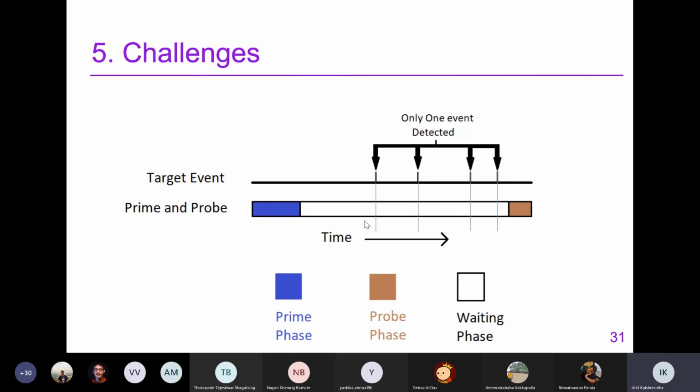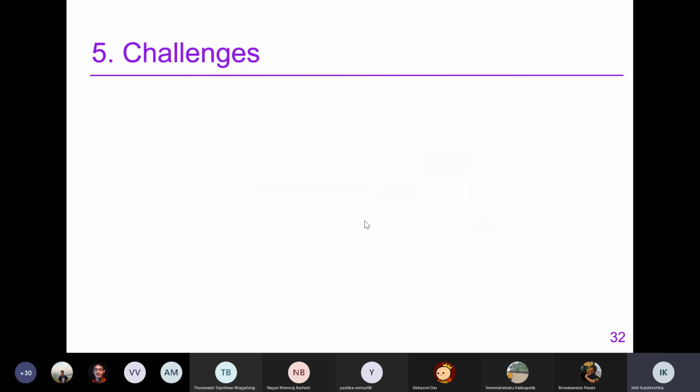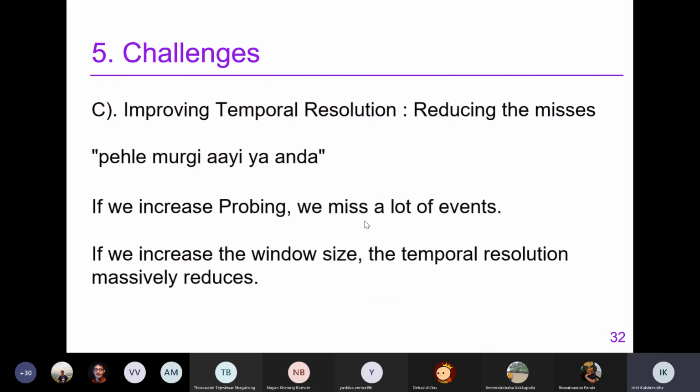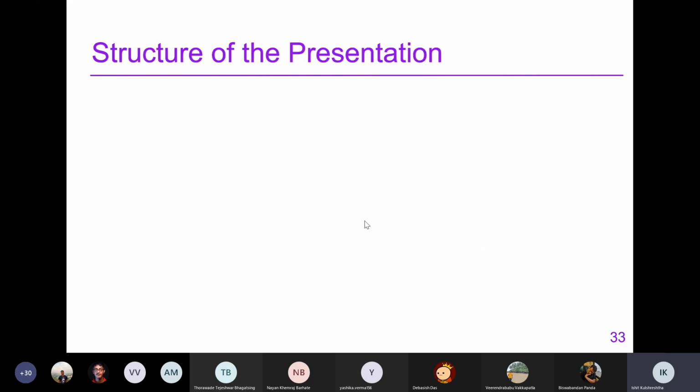But if the victim had accessed the same memory line, then we won't be able to say that if there were four access events that happened, we won't be able to tell, because we would only know of one event if it's the same line that was being accessed. So this results in what you call a huge reduction in temporal resolution. So this is sort of a catch-22 problem: if we increase probing and priming, we miss a lot of events, but if we increase the window size, the temporal resolution massively reduces.